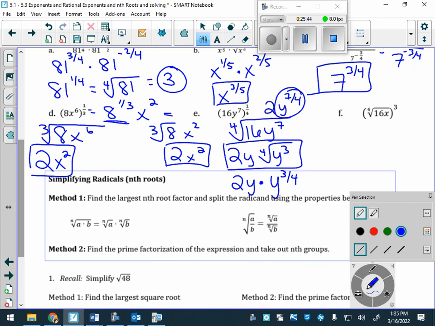Now, F is the 4th root of 16x. Take care of that first. What is the 4th root of 16? 2. Okay? Can I do anything with the 4th root of x? No, right? However, this whole thing is cubed. So that means I have to cube the 2 and the x. What is 2 cubed? 8. And the 4th root of x, cubed. Because they're each together through multiplication, so it has to go through.